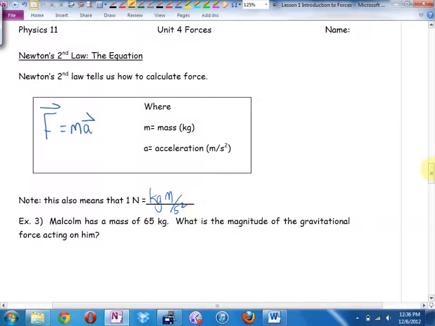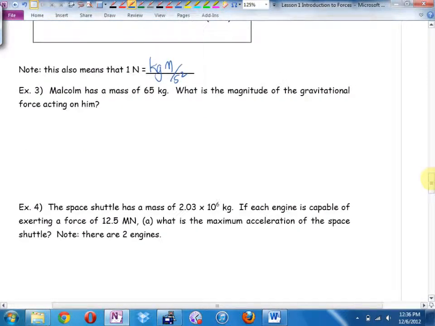Example 3. Malcolm has a mass of 65 kilograms. What's the magnitude of the gravitational force acting on him? What am I asking you to find in this question? Force, F equals ma. Is there a mass in this question?